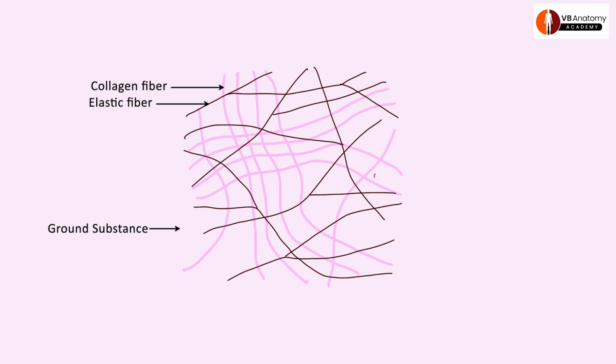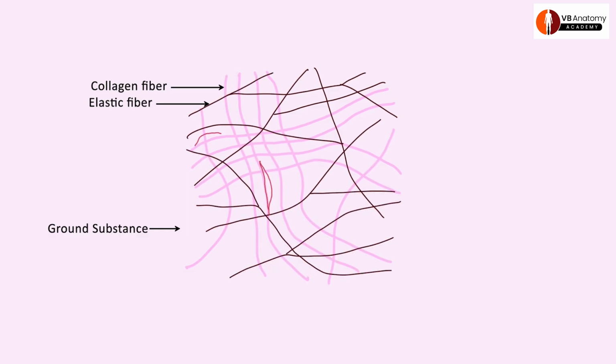Now the next thing we will do is draw the cells. So see how I'm drawing a spindle shaped cell. What does that mean? It means I'm drawing a fibroblast. You can see that it's closely attached to the collagen fiber which the fibroblast produces. So fibroblast produces the collagen fibers. Draw a lot of fibroblasts, stain them, draw the nucleus.